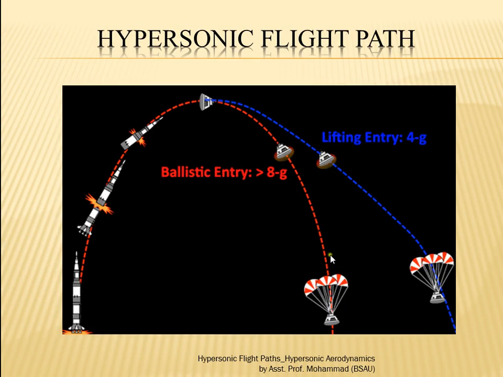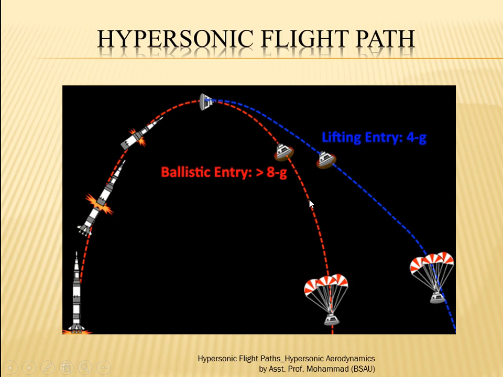Here are the two differences between the ballistic entry and the lifting entry. The ballistic entry normally comes down faster, with acceleration of more than 8g, and it comes down narrower. It doesn't travel more distance, because it doesn't remain in the air for a longer duration. While in the case of lifting entry, the angle of attack is a little bit smaller. So it not only falls down with a smaller speed, it also travels and covers more distance than the ballistic type of entry.